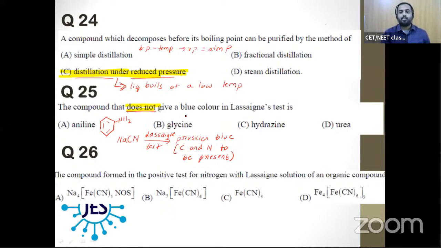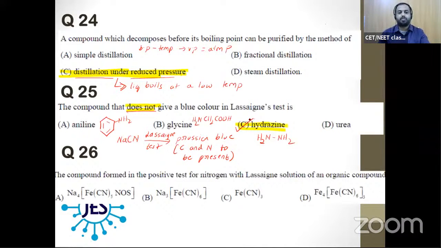Glycine amino acid, you have studied this in proteins. It is NH2CH2COOH, contains both carbon and nitrogen. It will show blue color. Hydrazine nodi, N2H4. ಇಲ್ಲಿ ಕಾರ್ಬನ್ ಇದೆಯಾ? ಇಲ್ಲ, there's no carbon, hence this does not show Lassaigne's test. Hydrazine. Okay, that's it. That's about question number 25.